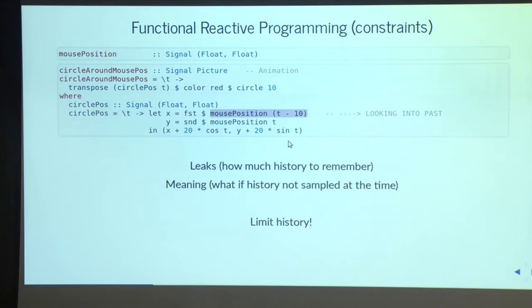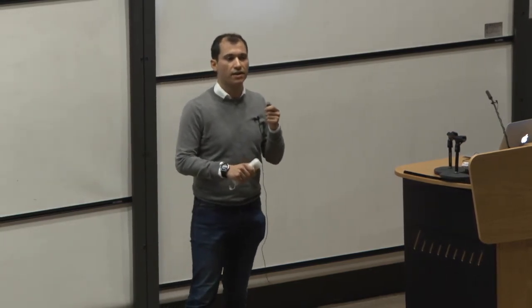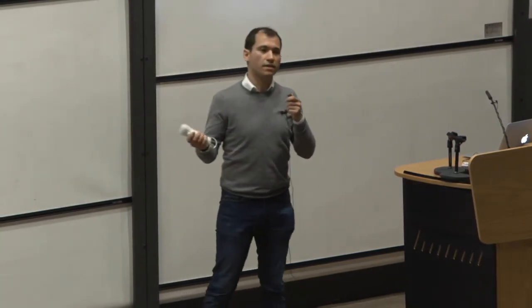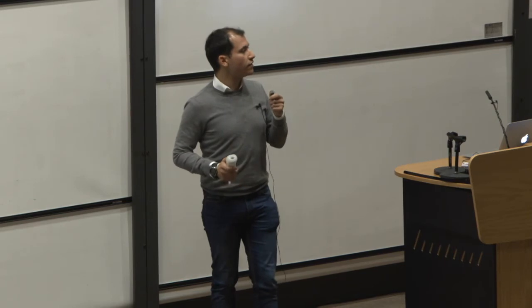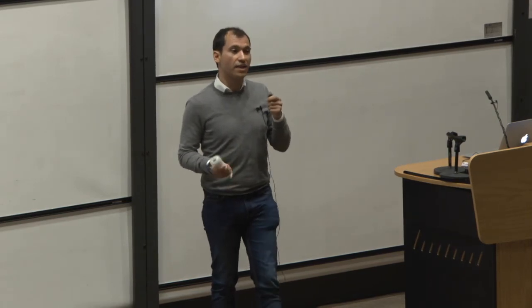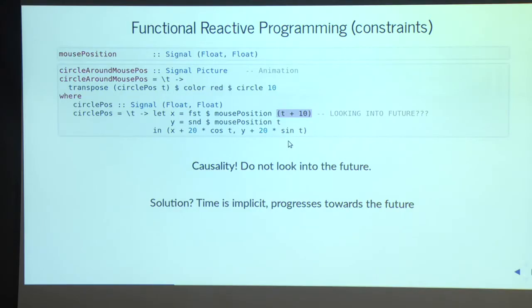But because you have access to time, then you can also do nasty things like this. You can start asking for past values, which means that you need to remember past values because we're talking about mouse positions. You can't actually calculate it. So this kind of structure would leak. And if you do something even nastier like this, you will be looking into the future. And of course, FRP implementations limit what you can do with respect to time. But we still have that mouse position over there.